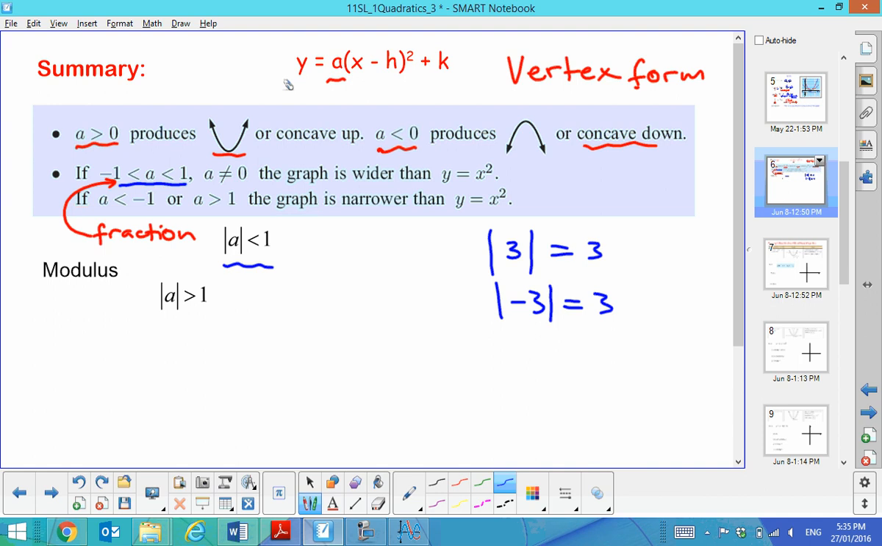So if we've got a fraction, the graph is wider, so it's more spread out, not as steep. The last option here is when we have our value for A that's bigger than a value of 1. So this one here is matching this modulus notation. That's where we're saying A can be bigger than 1 or less than -1. And those are the graphs that we saw get steeper. Concave up if A is positive, concave down if A is negative.